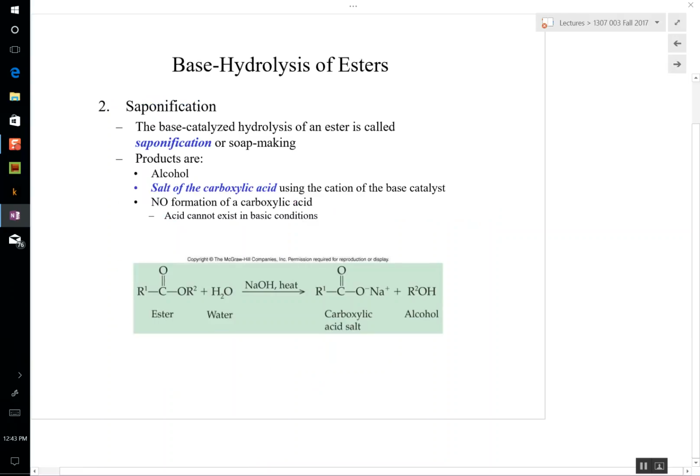I think it'll be less confusing if we just refer to this as saponification. Base hydrolysis is kind of, and I don't know, this is a picture from the publisher. I have a hard time modifying this, but I don't like that picture. I would prefer to see the sodium hydroxide here as a reactant. That's what it is. It reacts.